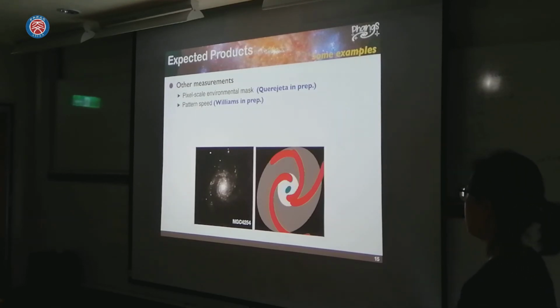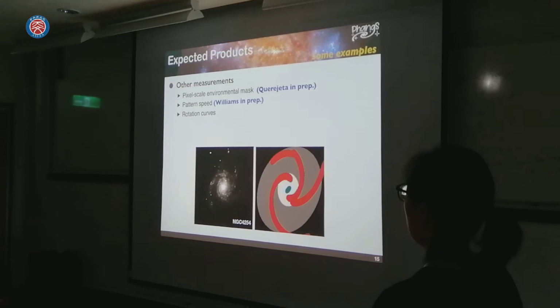And then there will be a pattern speed catalog for bar galaxies. CO and H alpha rotation curve. And this one is also done, but I don't know who will write the paper.